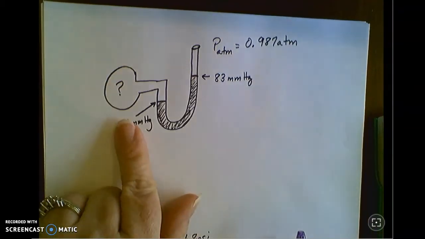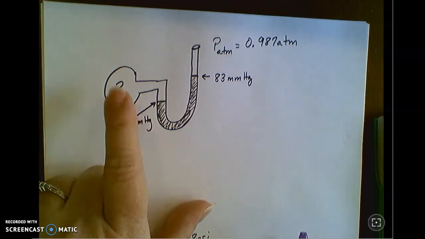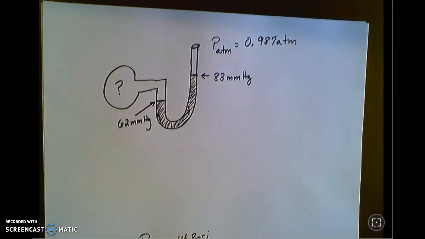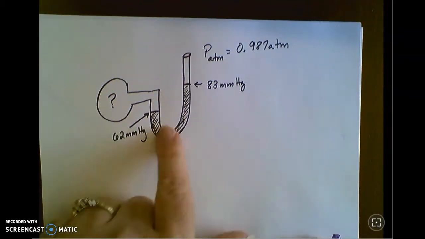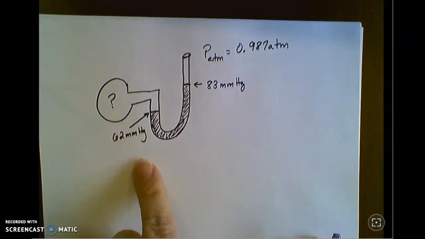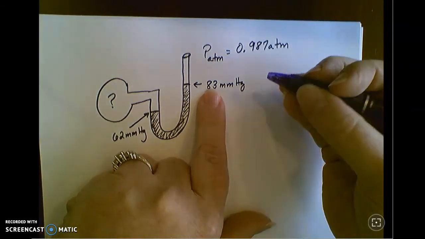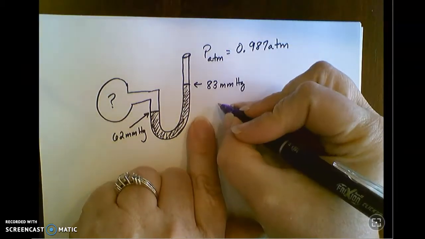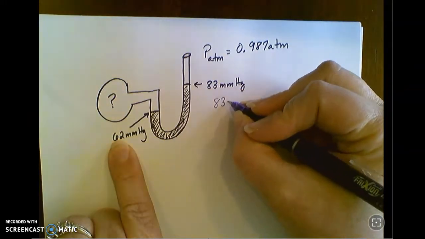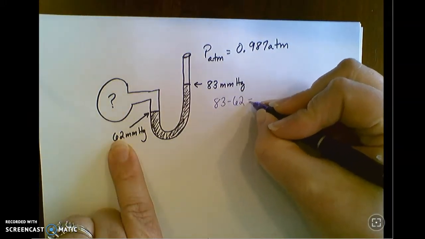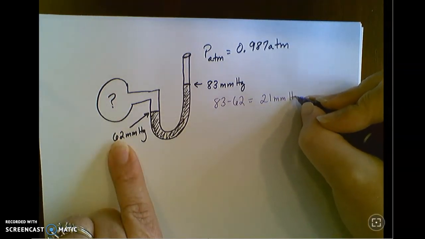So here's a manometer, and the question is always going to be, what's the pressure of the trapped gas that's inside here? And so, like we said, the first thing that you always do is find the difference in pressure. These two are pushing against each other. The atmosphere side is at 83, and the trapped gas side is at 62. And so when I subtract those, I get 21 millimeters of mercury.